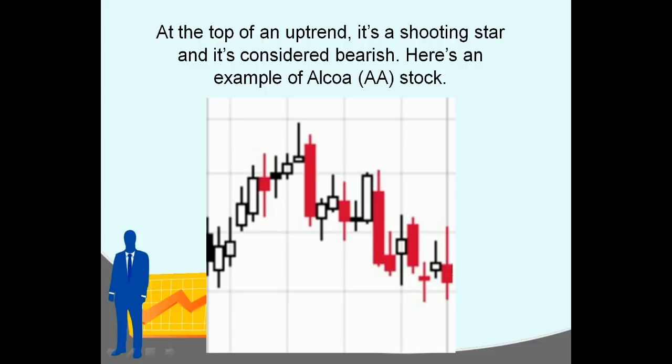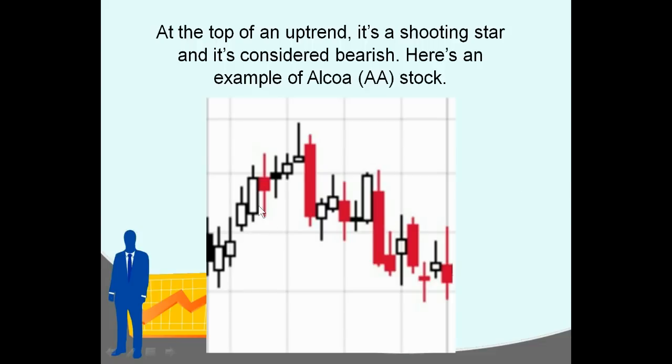At the top of an uptrend, like this one right here, it's a shooting star, and it's considered bearish. Here's an example of Alcoa, AA stock. All right, so this is a daily candlestick chart, or a piece of one, and I took these from stockcharts.com. Want to give them credit.